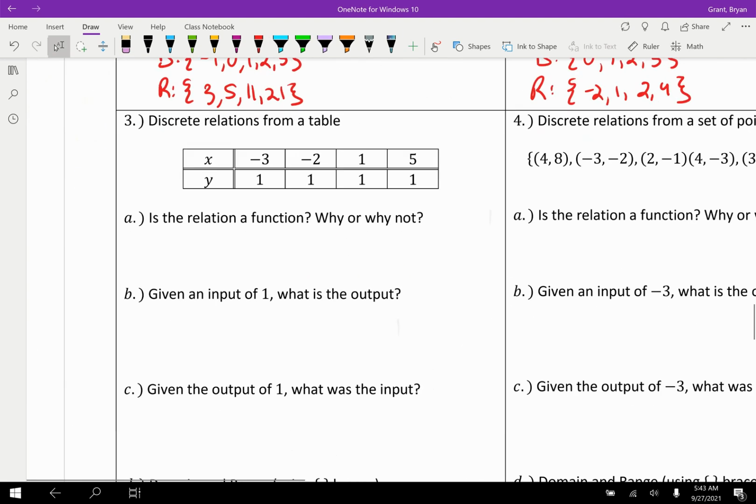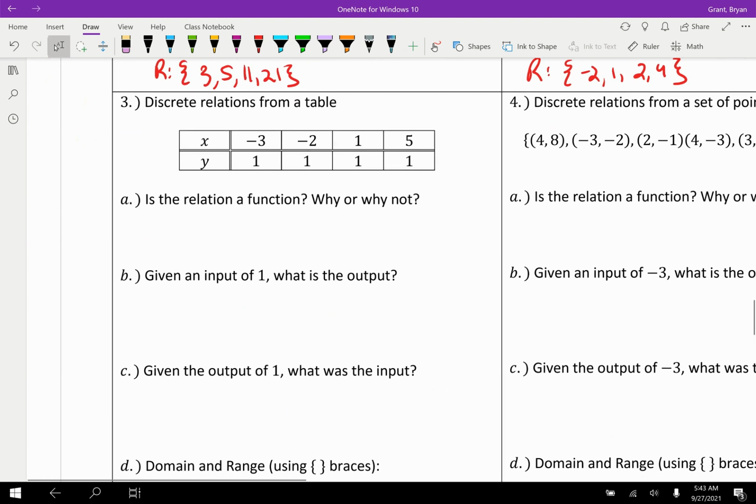All right, moving on. Let's look at this from a table. Is this relation a function, y or y not? Well, I'm just going to check the inputs, which are the x's. Negative 3 only appears once, negative 2, 1, and 5. Every x only appears once. Yeah, this has to be a function, right? Each x has a single output.